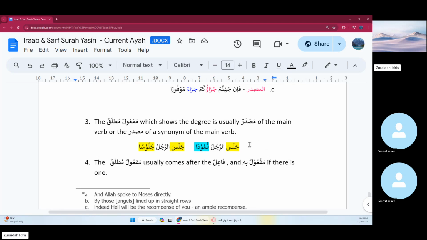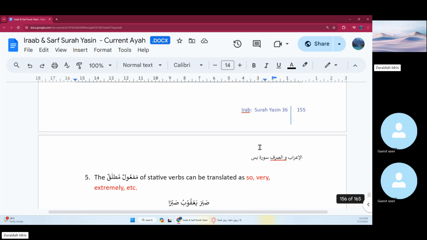So jalasa rajulu, this is men, qu'udan. No, sorry, this is a single man. Jalasa rajulu julusan. So both mean the same thing. But in this case, it's very difficult to translate. How do we say this? The man sat. Maybe we can underline sat because we're emphasizing the sitting. But how would we translate it?